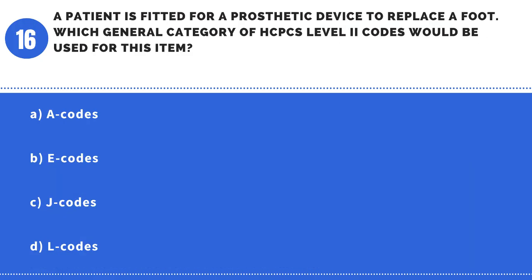Question 16. A patient is fitted for a prosthetic device to replace a foot. Which general category of HCPCS Level II codes would be used for this item? A. A codes. B. E codes. C. J codes. D. L codes.